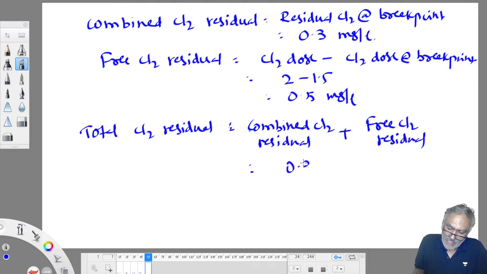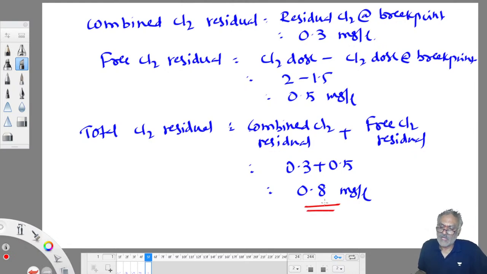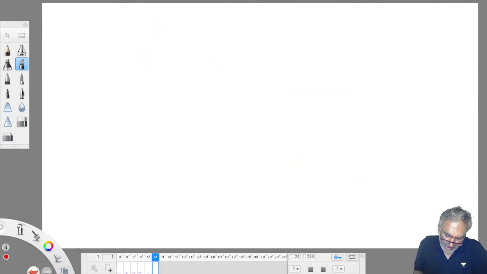So combined chlorine residual is 0.3, free chlorine residual is 0.5, so it is 0.8 milligram per liter. That was the answer for this question. Suppose they ask free chlorine residual only, the answer is 0.5. If they ask combined chlorine residual, the answer is 0.3. So by approximately plotting a rough sketch also you can work it out.